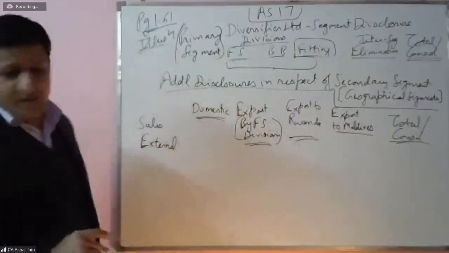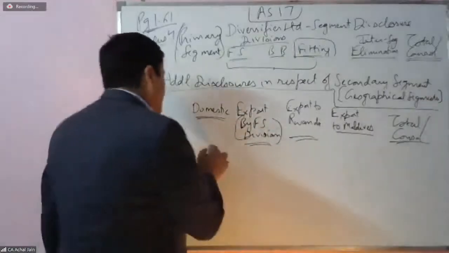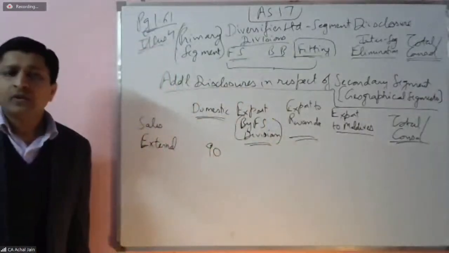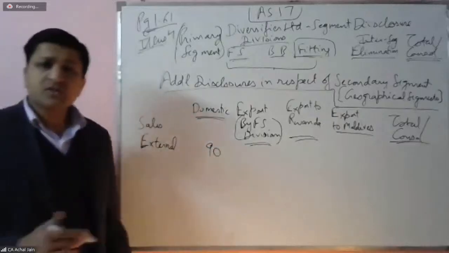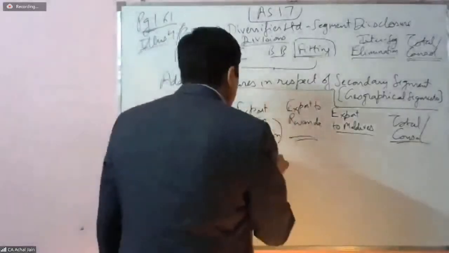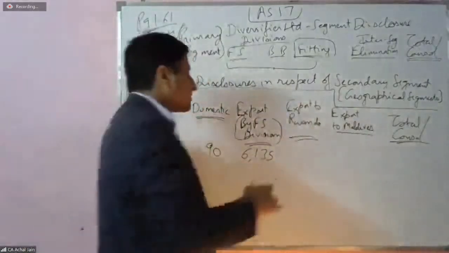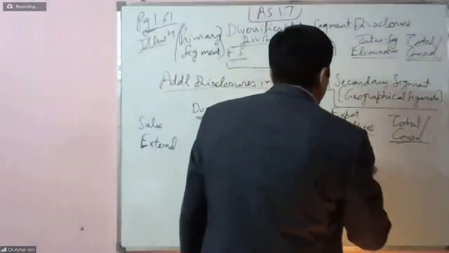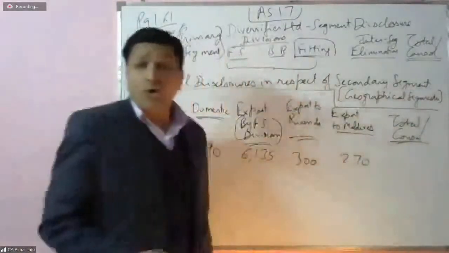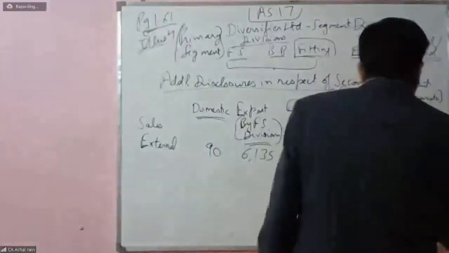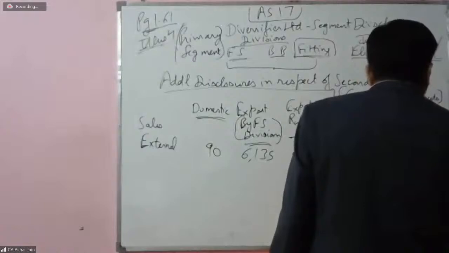So in case of domestic, what do we have? 90 as the revenue. In case of this export, this was 6135. To Rwanda, it was 300. And this was 270. All in all, what is the total sales amount? 6795.